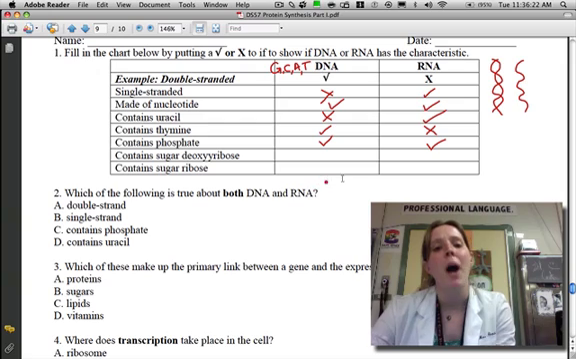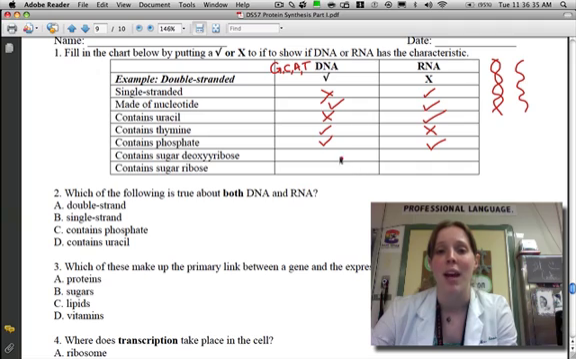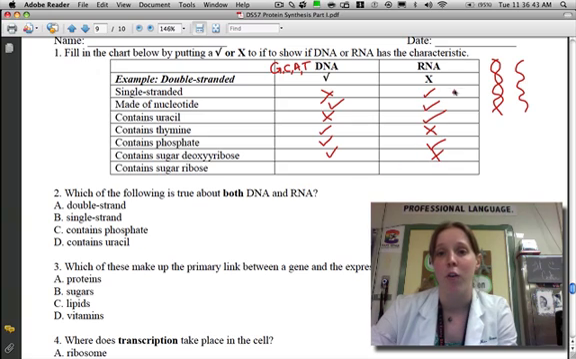Now the last two boxes ask me about my sugars, which is another part of the nucleotides, the building blocks of DNA and RNA. The first sugar is called deoxyribose. That sounds a lot like the name of DNA, deoxyribonucleic acid, so I'm going to guess that deoxyribose sugar is found in DNA, not RNA. Now the second one, sugar ribose, sounds a lot like the name for RNA, ribonucleic acid. So I'm going to guess that that sugar is found in RNA, not DNA.